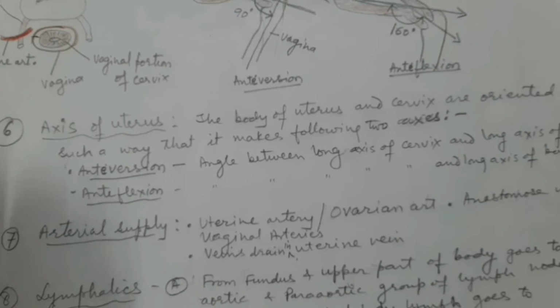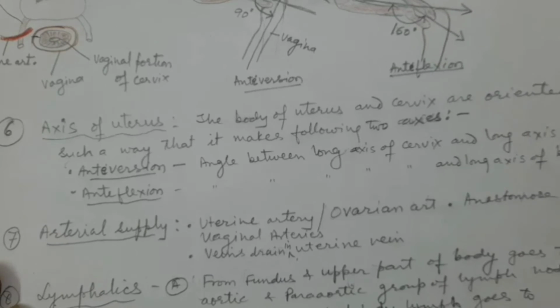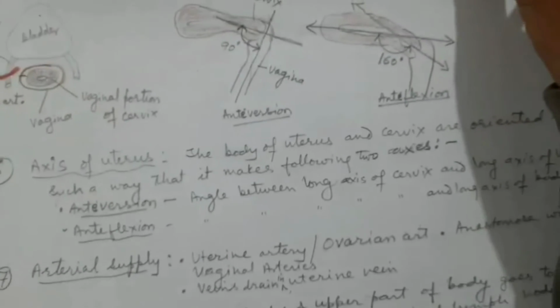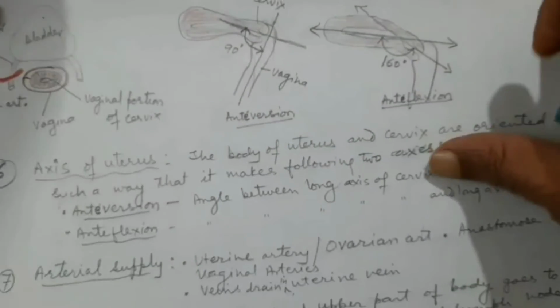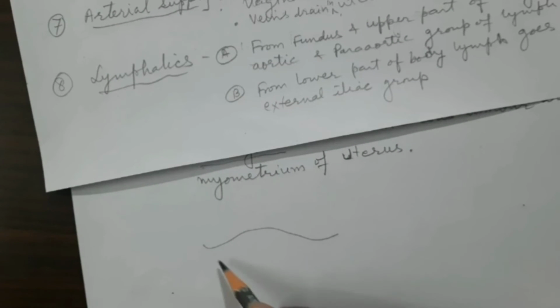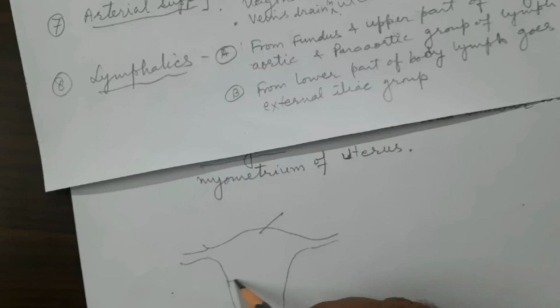For example, the upper part, that is the fundus, and the upper half of the body. Let me draw a diagram here, if possible. Just a minute, let me see the diagram. I will draw this diagram here. Say, for example, this is the uterine cavity, this is the fundus, the fallopian tube is here, the pear-shaped body and the cervix are here. This is the cervix. Now this part, I was talking of the fundus and the upper part.